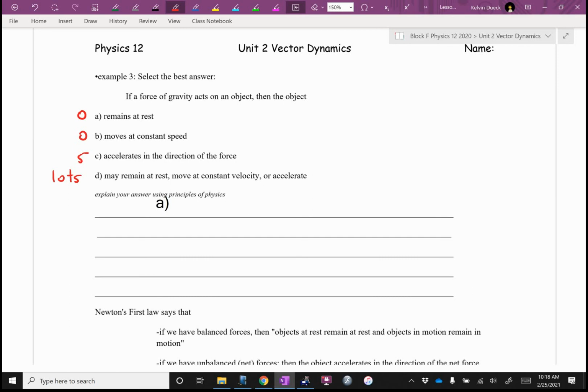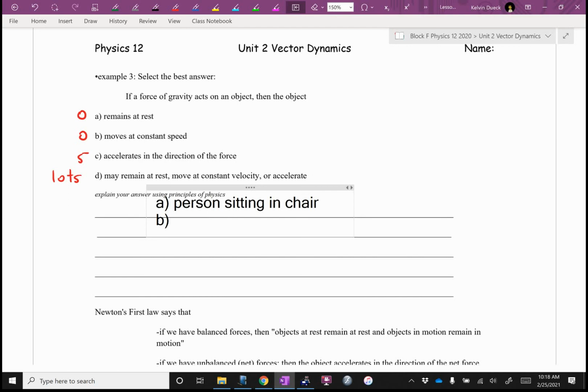Okay, so a person sitting in a chair. Is gravity acting on all of you right now? Yeah. Are you accelerating? No. Can you give me an example of how gravity could be acting on something, but it could be moving at a constant speed?